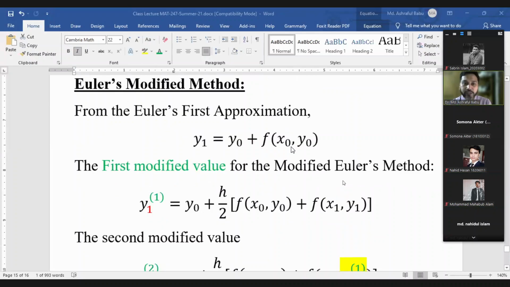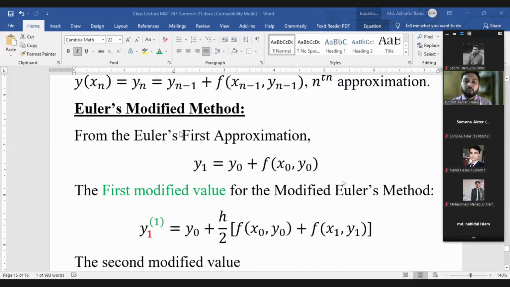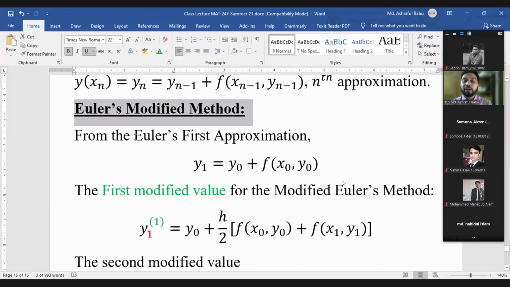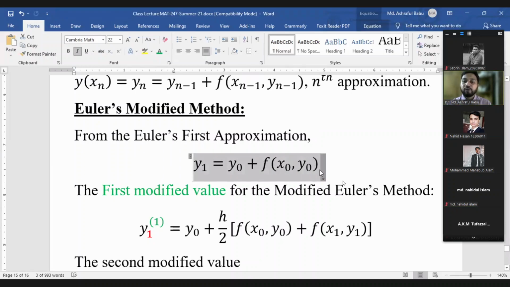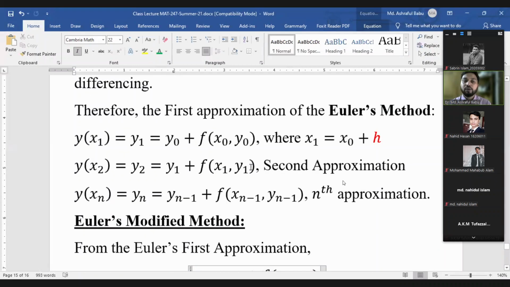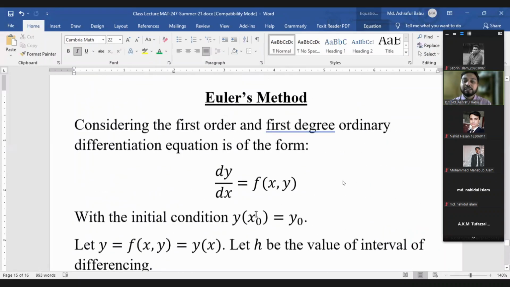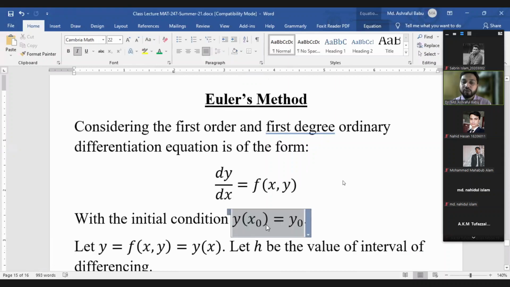I repeat the process again. First of all, if you want to solve the differential equation by Euler's modified method, we have to start from Euler's first approximation. What is Euler's first approximation? y1 equals y naught plus h times f of x naught, y naught. So we have to calculate this equation first, and the point x naught, y naught will be given. How? Because this is our initial condition, y of x naught equals y naught.